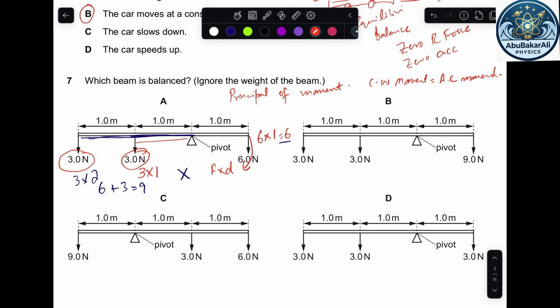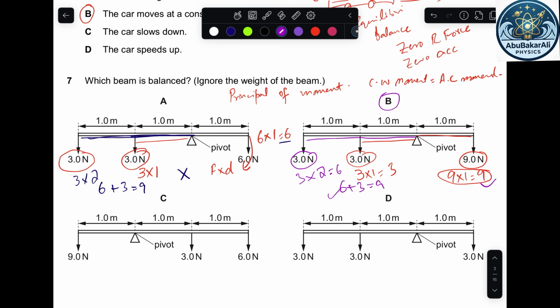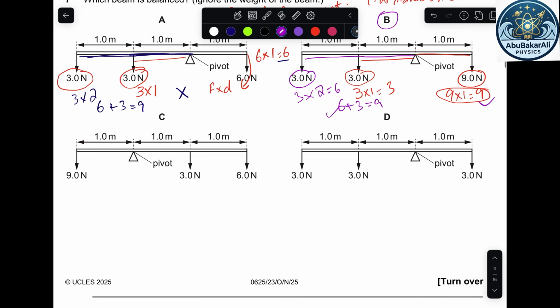Let's check the B part. For B, this force is 9 and its distance from the pivot is 1, so it is 9 into 1, that is 9. That is the clockwise moment. For the anti-clockwise moment, two moments will be acting, 3 and this distance is 1, so 3 into 1, that is 3. There is another force that is 3, and the distance is 2, so 3 into 2, that is 6. So 6 plus 3 is 9. That is also 9. So they are balanced. It's option B that is correct.